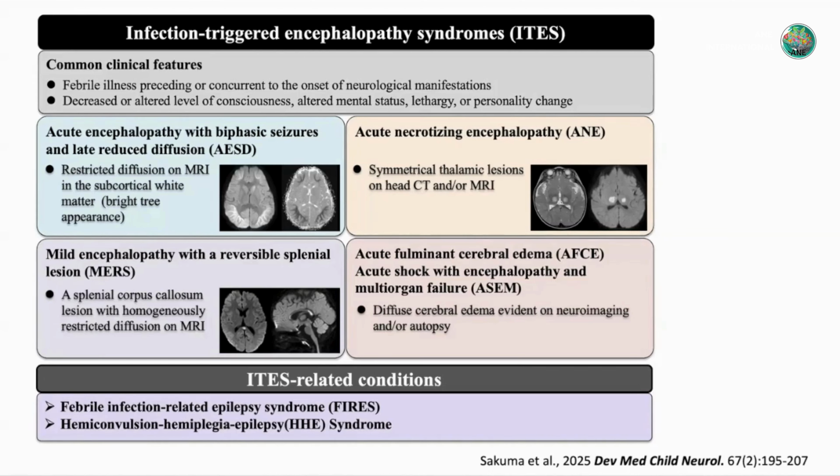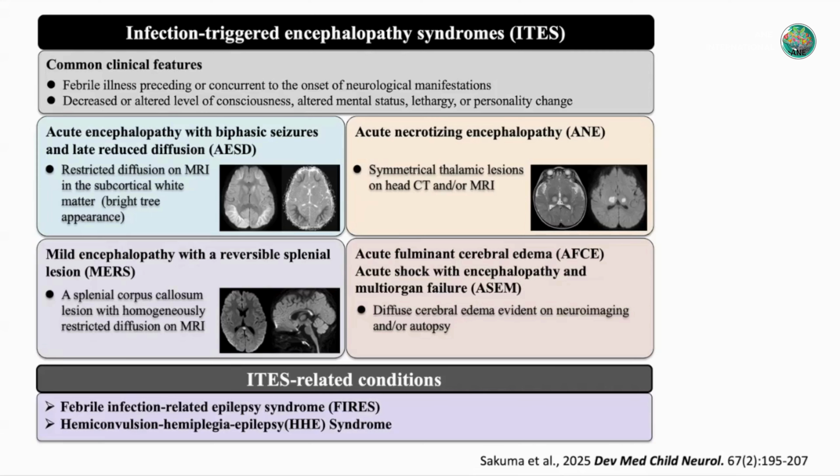It's called the bright tree appearance. And then you have ANEC. We're not going to talk about that. This is your typical thalamic lesions there. And then you have a milder form called MERS, which is where the splenium, which is the part in the corpus callosum where all the tracts cross and talk from the right to the left, gets a little bit inflamed during a viral infection, sometimes rotavirus, and sometimes a whole host of others.